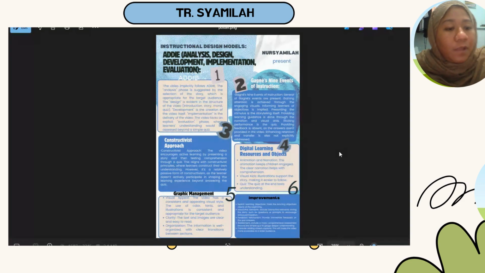For the evaluation, I collect data through observation during activities, quiz results, and student work, and also based on the responses that they give. Then I analyze the data to determine the effectiveness of the lesson and make adjustments as needed.